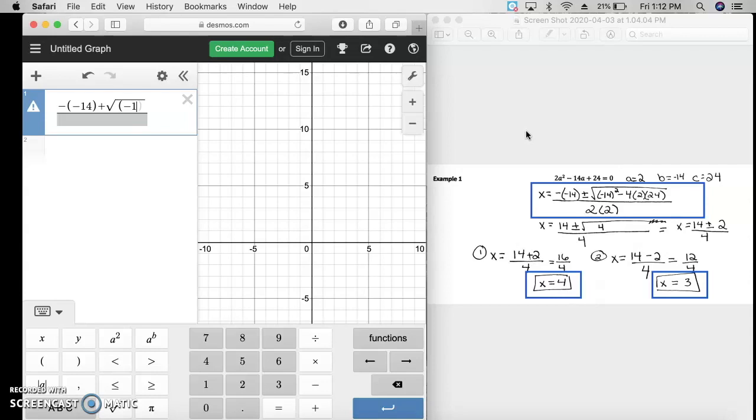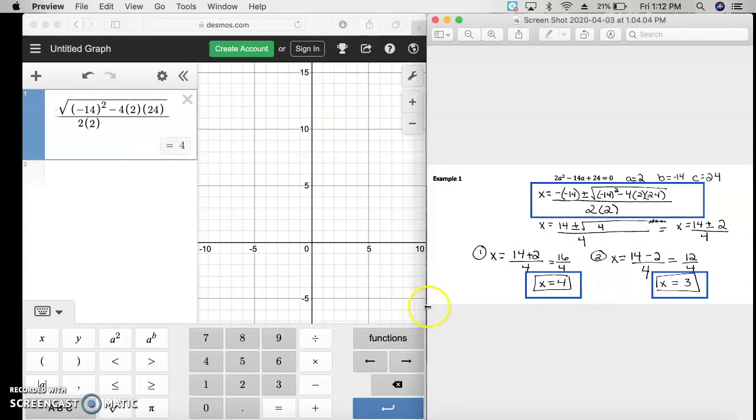Parentheses, negative 14. I'm going to hit squared minus 4, parentheses 2, parentheses 24. And then I'm just going to arrow down to the bottom. And then 2 times 2, I can just do in my head, which is 4. But if you wanted to separate it, you may. And now if you notice, the answer pops up, which is what we got right here.